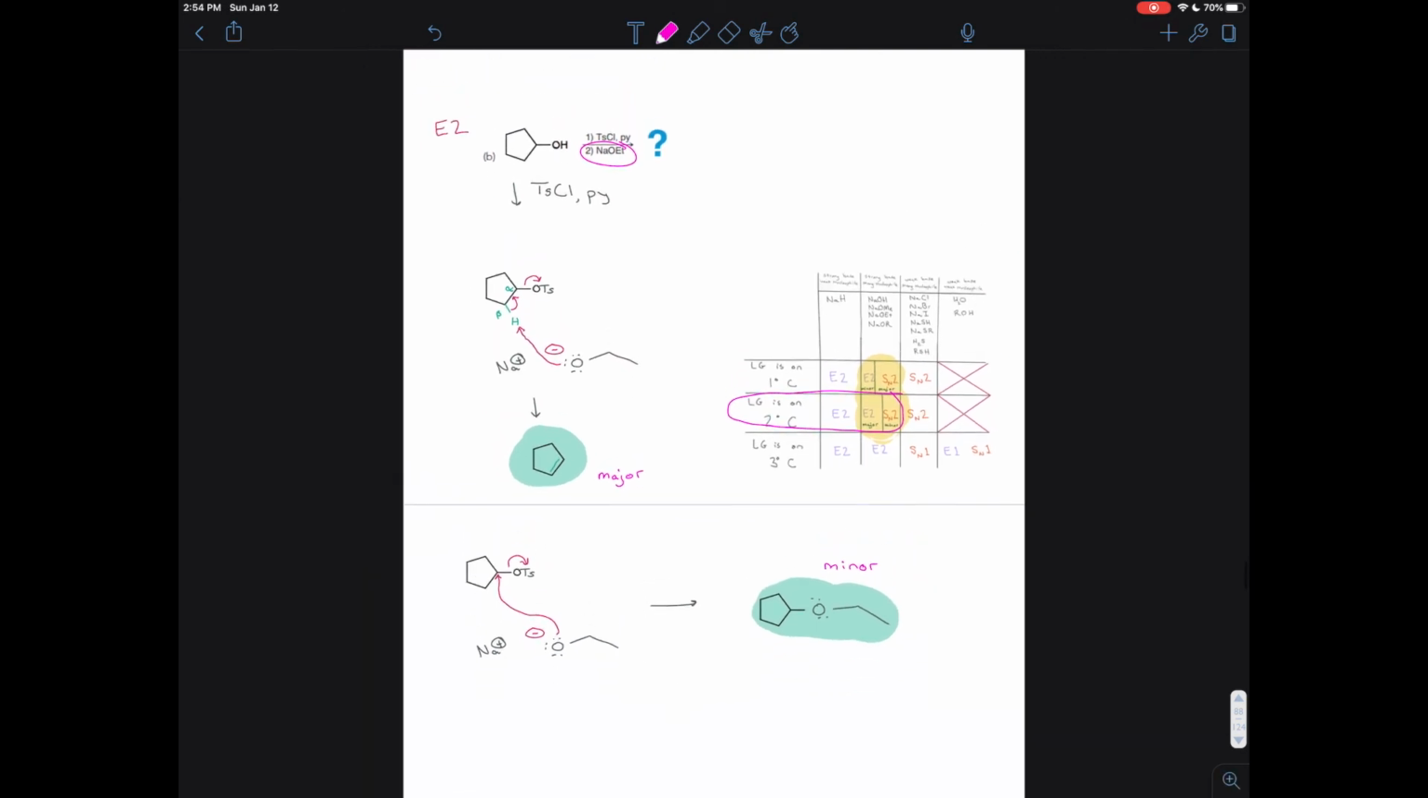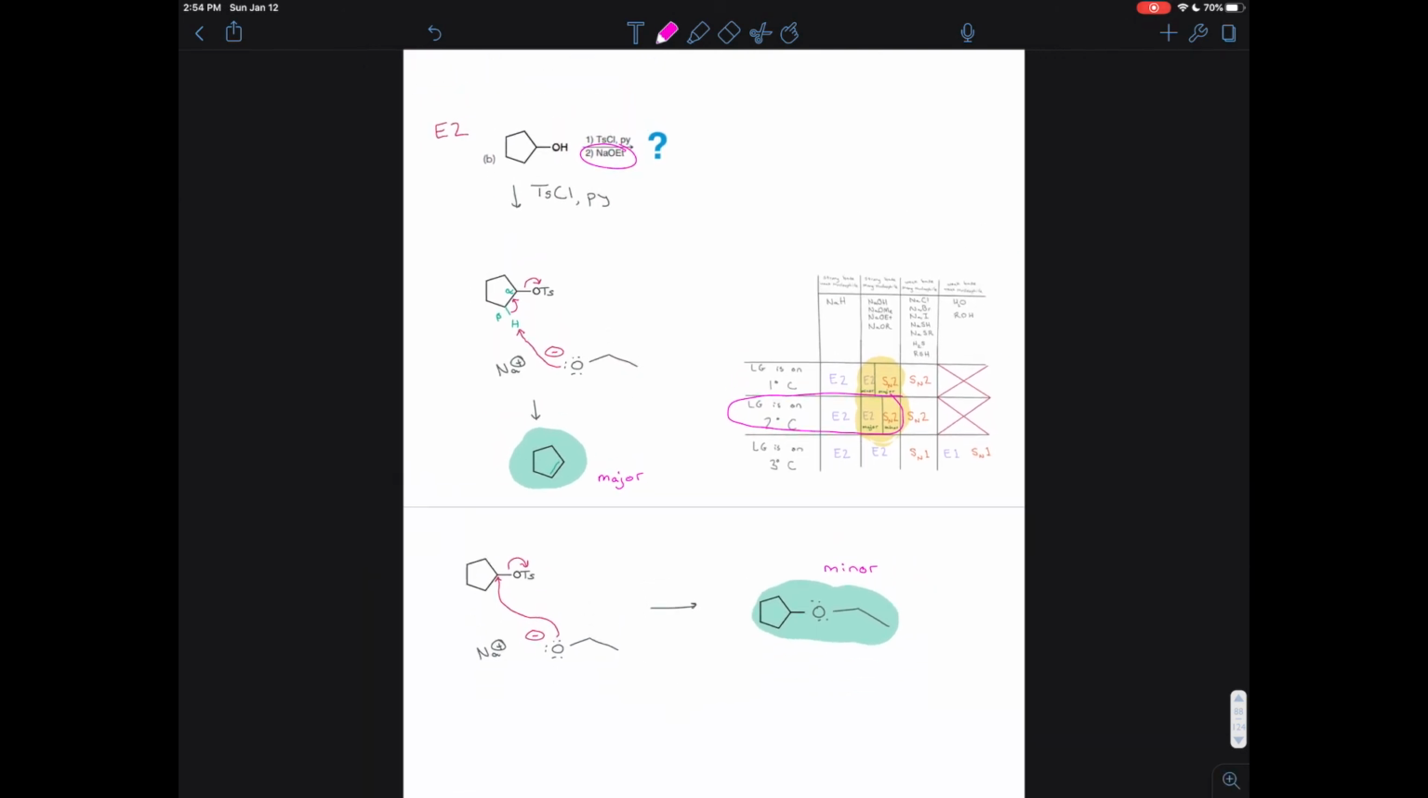Now I may append a little video to this, I have to think about it, that walks through the tosylate and how that first step, the TsCl and pyridine, turns the OH into a good leaving group, just to be more convenient so you don't have to sift through those older videos.